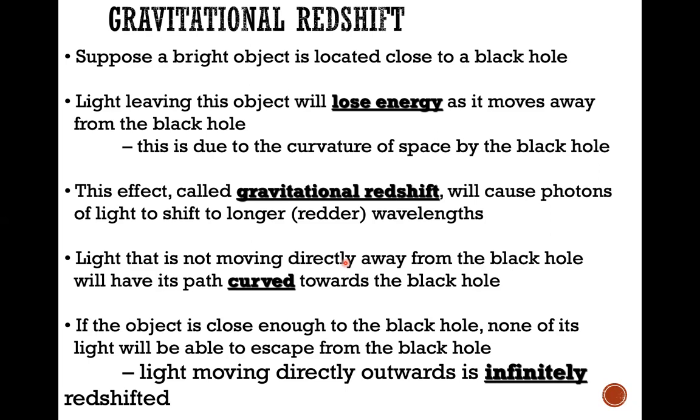Now suppose that you have a bright object located very close to a black hole. The light leaving this object will lose energy as it moves away from the black hole. This is basically due to the curvature of space-time. Remember I told you that the light waves are curved because of the curvature of space by the black hole. Due to this effect, the light coming out will lose its energy. When the light loses its energy, all these light waves will be redshifted because of that.